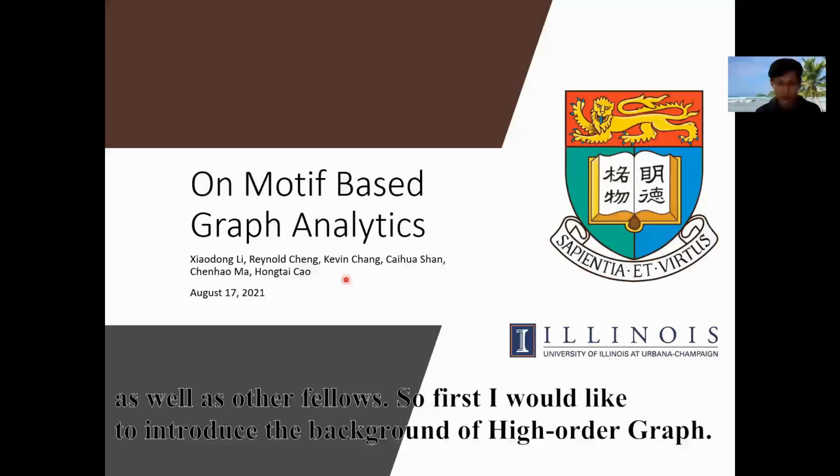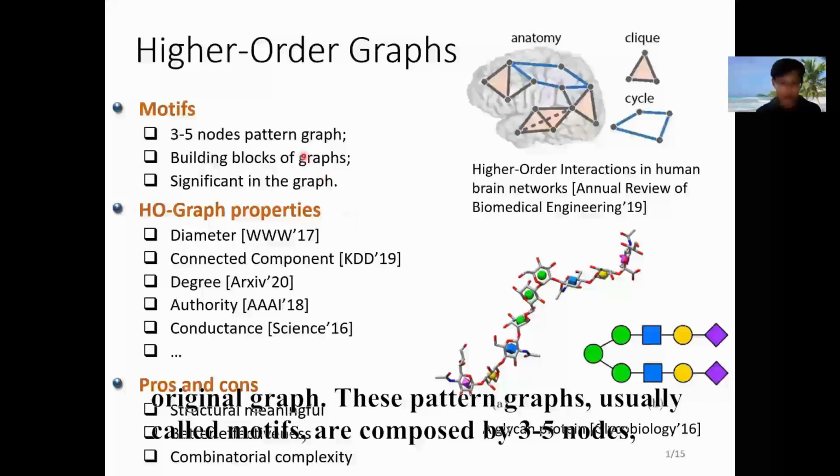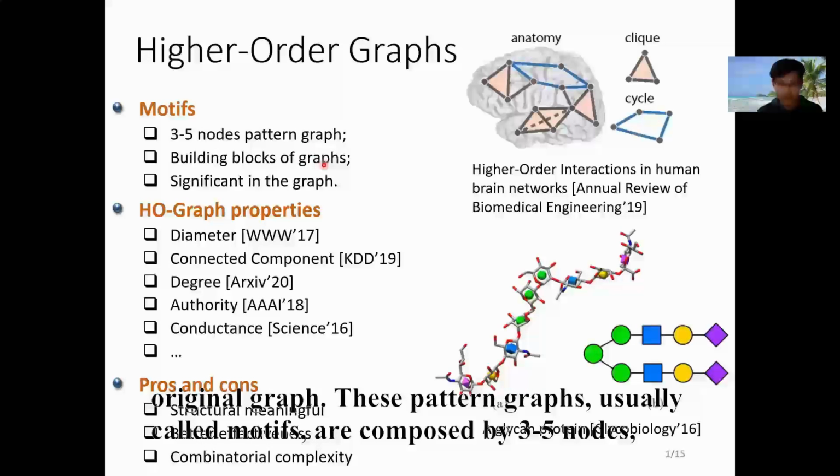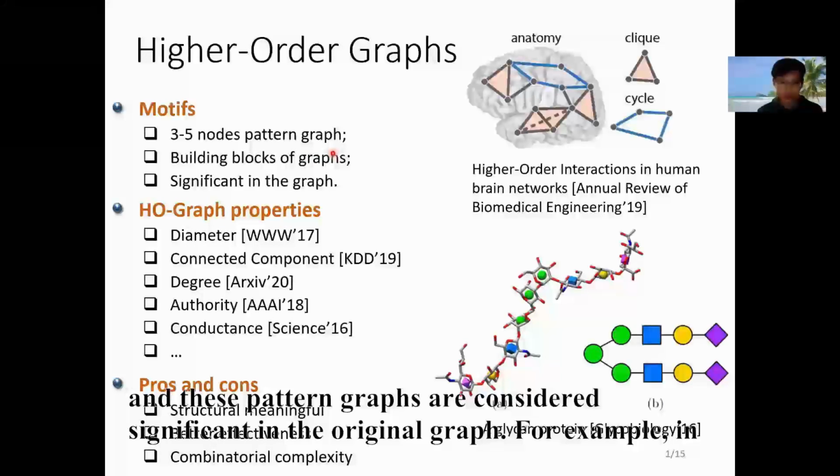First, I'd like to introduce the background of high-order graph. This kind of graph uses the building block as a pattern graph rather than the edges in the original graph. These pattern graphs, usually called motifs, are composed of 3 to 5 nodes, and are considered significant in the original graph.